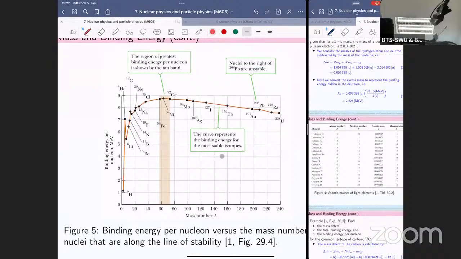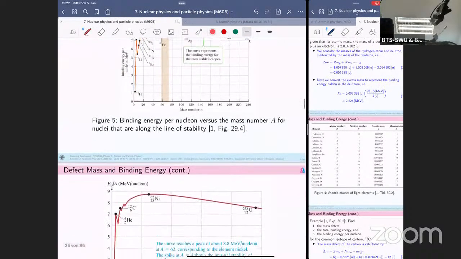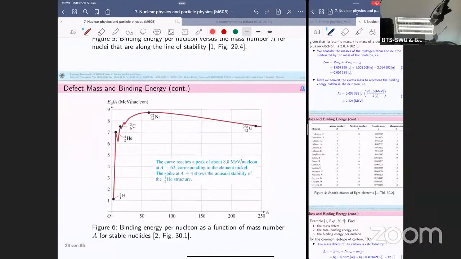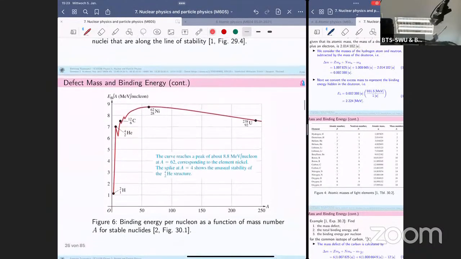Binding energy per nucleon versus the mass number A for nuclei that are along the line of stability, in figure 1. Here is the binding energy per nucleon as a function of mass number A for stable nuclei. This is taken from book number 2, and the one above is taken from book number 1. Okay, binding energy per nucleon, EB per A. Hydrogen-2, helium-4, carbon-12, and here nickel, ferrite, and so on.